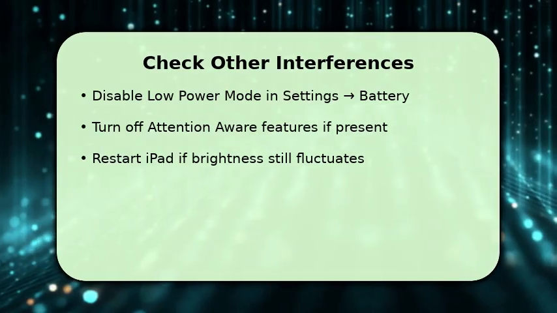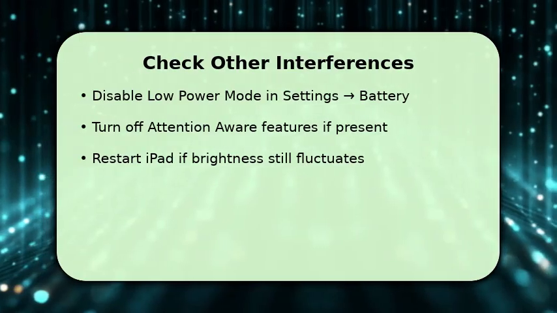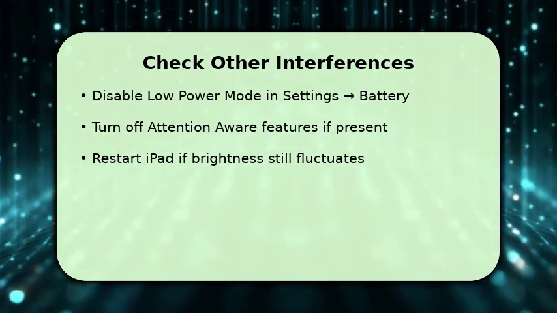Troubleshooting tip: if brightness still fluctuates, reset all settings. It keeps data, but clears system tweaks that might be forcing changes.